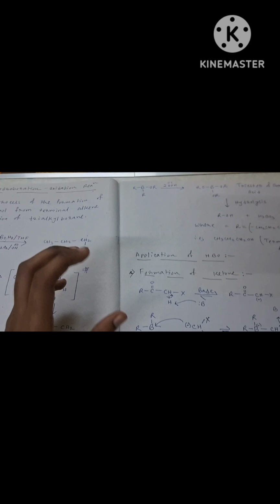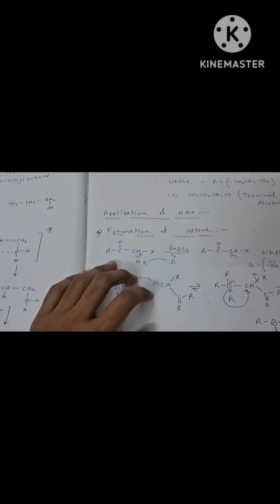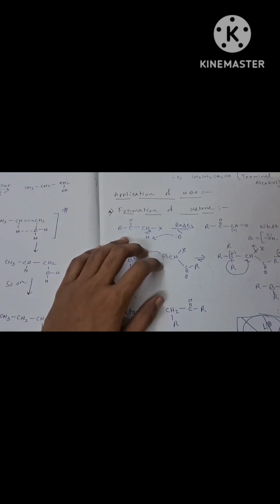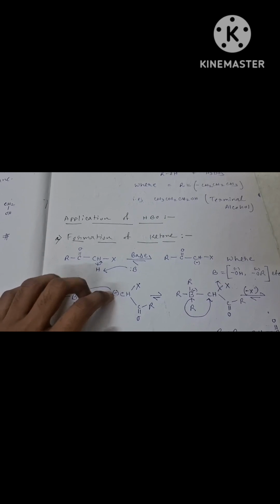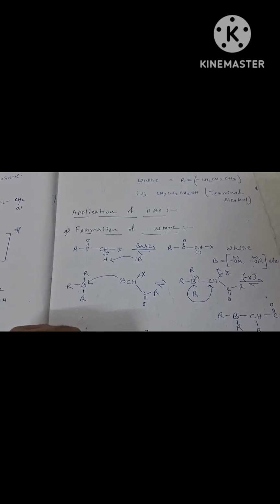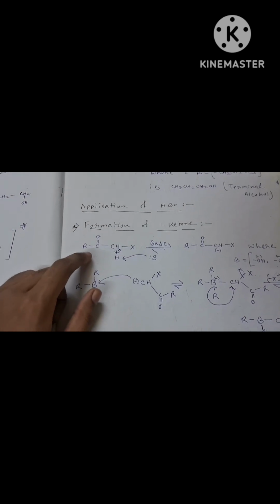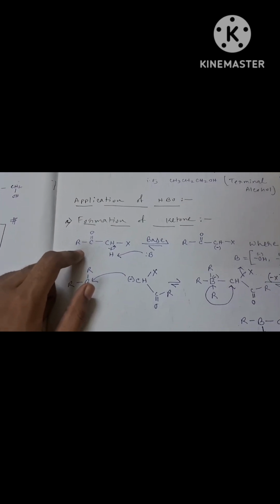Hydroboration oxidation is majorly the synthesis of terminal alcohol from terminal alkene. I have shown you the mechanism, the entire mechanism. Now besides this, we can also obtain several types of compounds, like ketone, like alkane, from this trialkyl borane, right? How? Let us see. So first, formation of ketone.